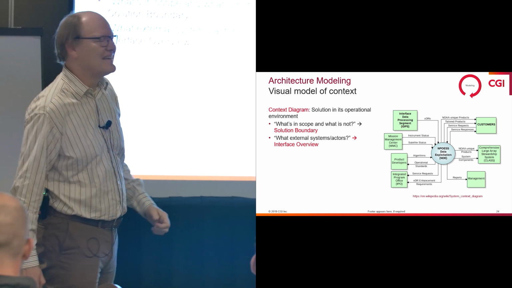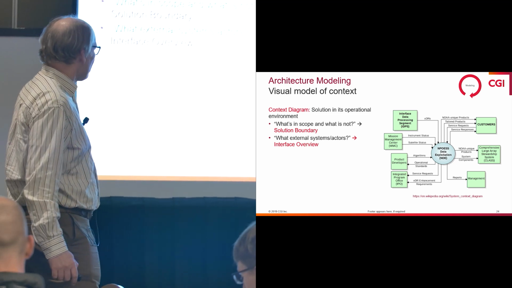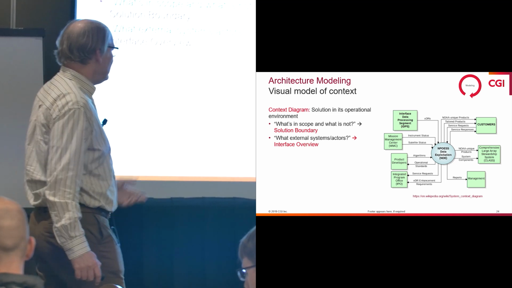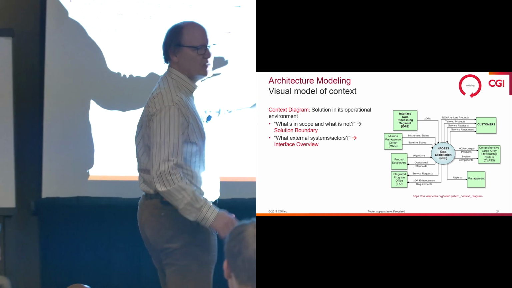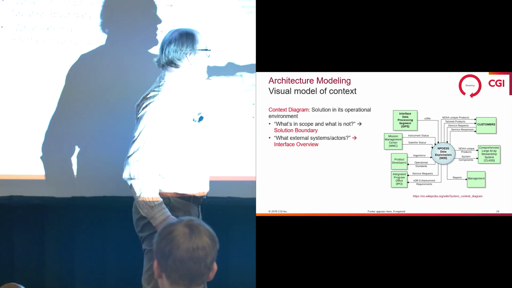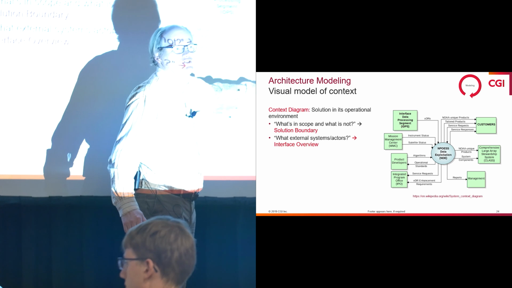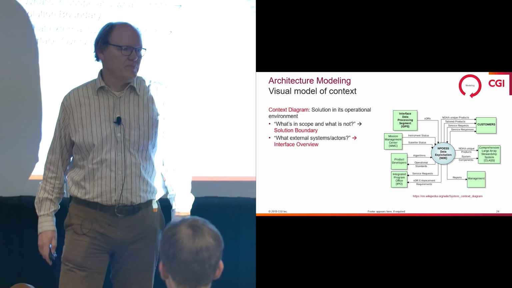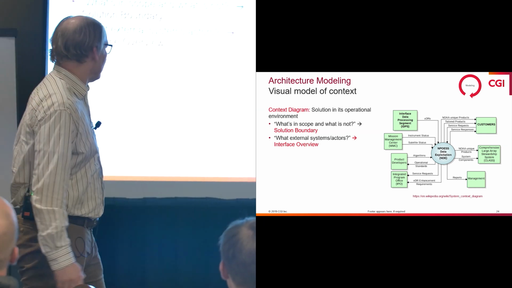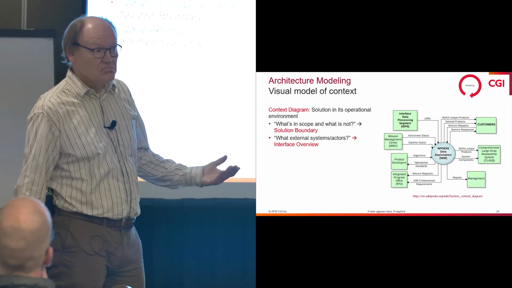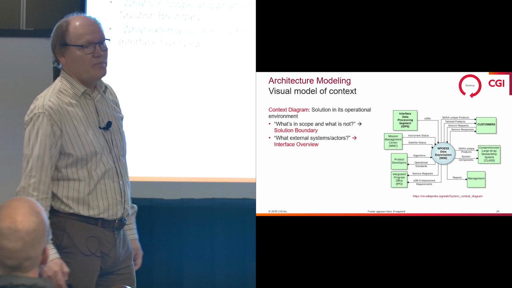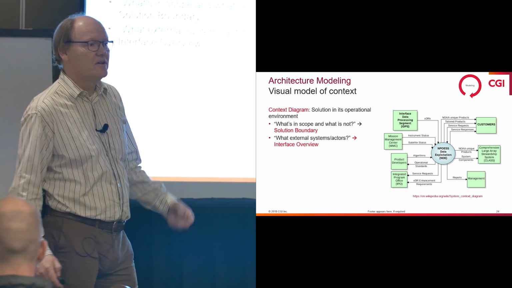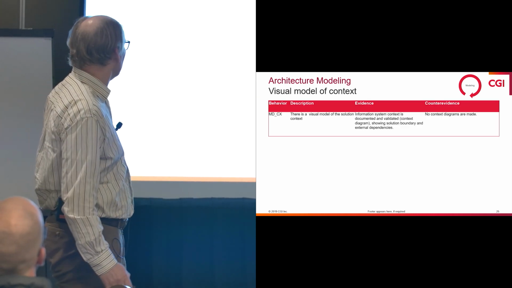Thank you, George. Basically, a context diagram has your solution or your object of architecting in the middle, and it's not necessary to show any internal structure. You're just showing the outside world. And that is a perfect way of visualizing, of modeling your environment.